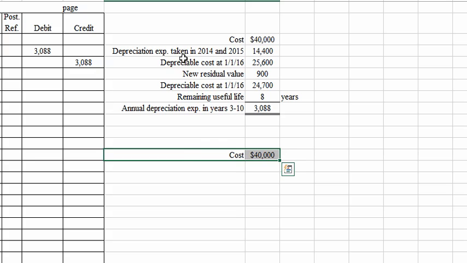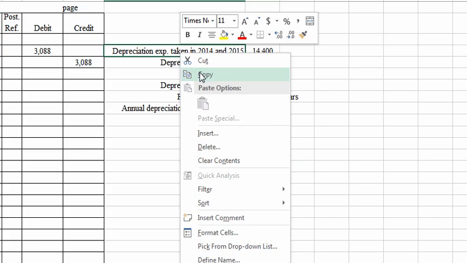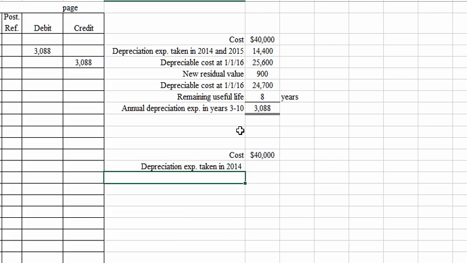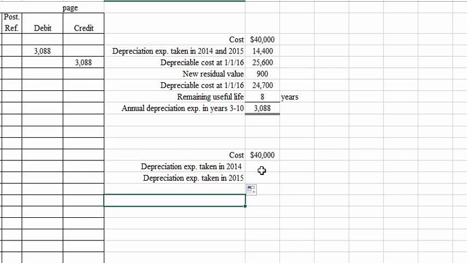Okay, then depreciation expense taken in 2014 and 15. We'll want to subtract out, except I'm going to do those 1 year at a time. So depreciation expense taken in 2014 and then depreciation expense taken in 2015. Let's calculate those separately.